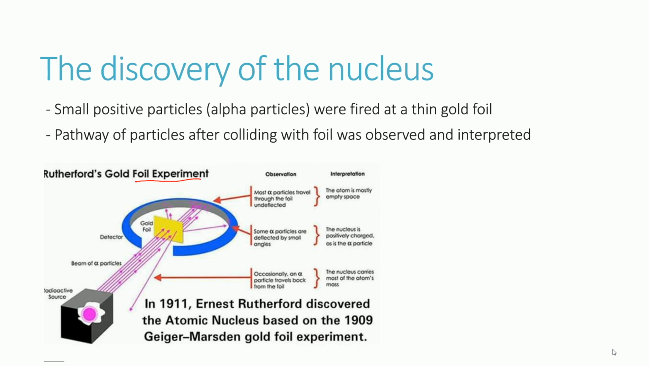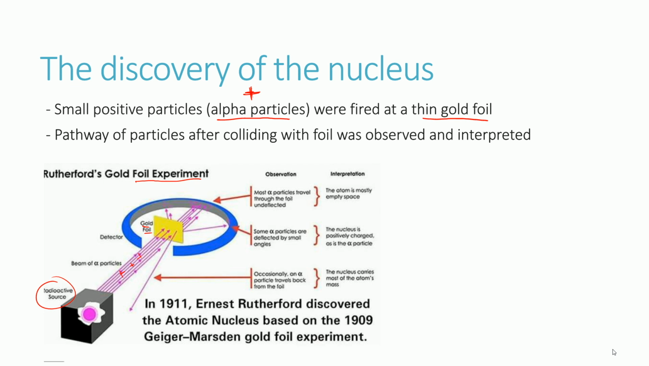So what happened was the experimenters, or Rutherford, basically fired these alpha particles, which have a positive charge. He fired them towards a thin gold foil, and you can see that this is what it's doing now. You've got the radioactive source, and through that you're going to fire off these positive particles at this gold foil here. And so the pathway of these positive particles as they pass through the foil after colliding with it was observed, and those observations were interpreted.